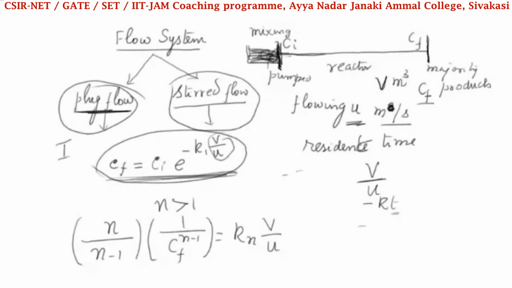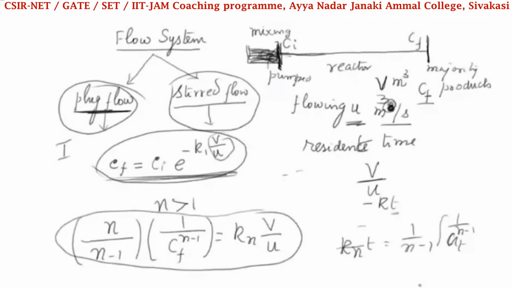I'm sorry, I have forgotten: the flow rate is given in terms of meter cube per second, not meter per second. Therefore, in our general equation also, we have written K and T is equal to 1 by n minus 1 into 1 by C power n minus 1 and so on. We have written like this, just like the general equation. For the flow system also, this is the equation we are adopting.